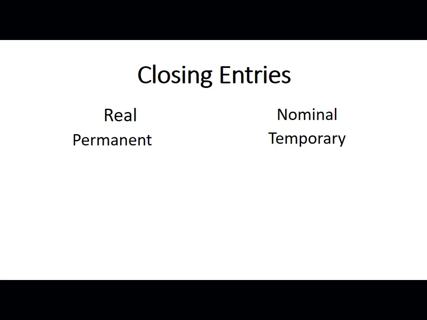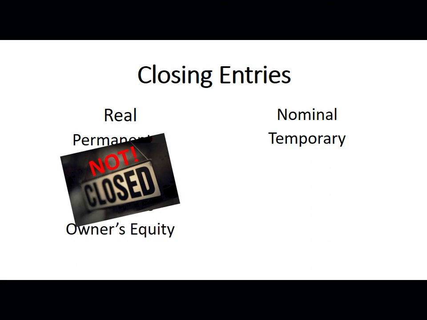Examples of real or permanent accounts are assets, liabilities, and owner's equity. These accounts will have balances at the end of the fiscal period and are not closed. We will not touch those in the course of this question. Nominal or temporary accounts include revenue, expenses, and drawings. These accounts will be closed and will be given zero balances at the end of the fiscal period.